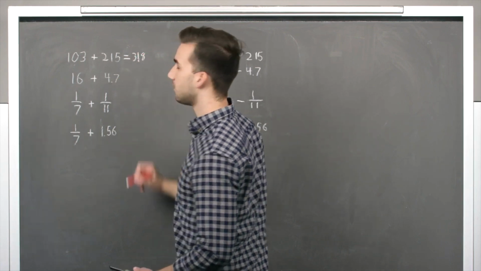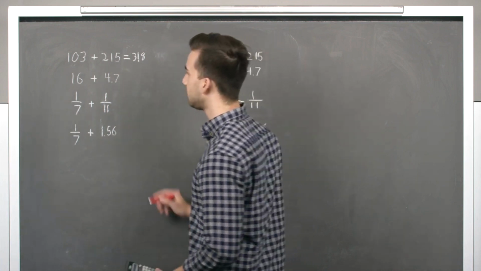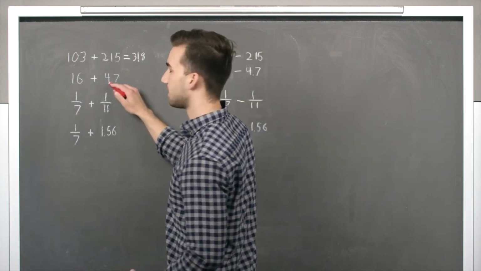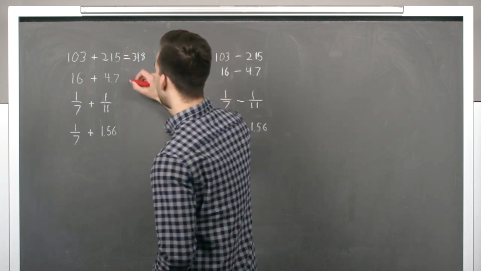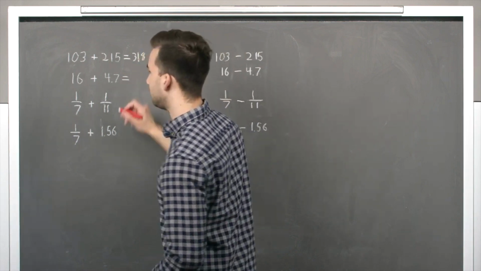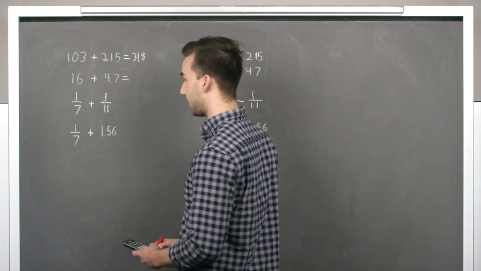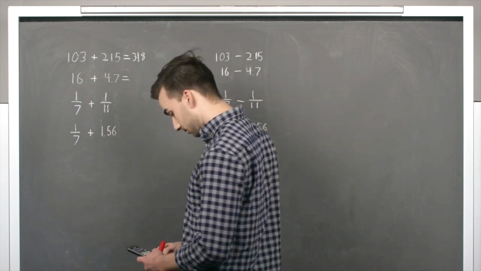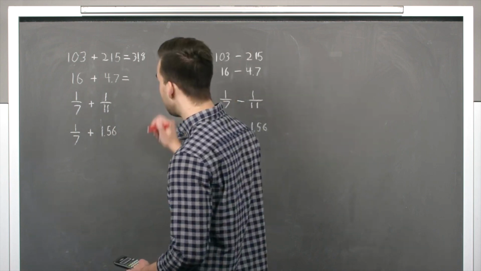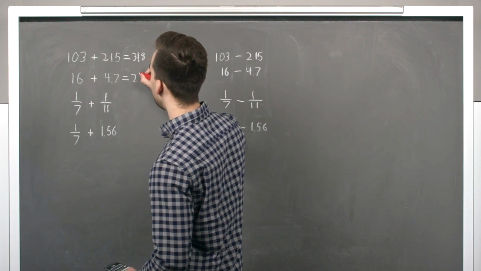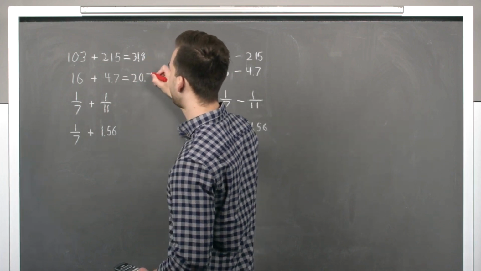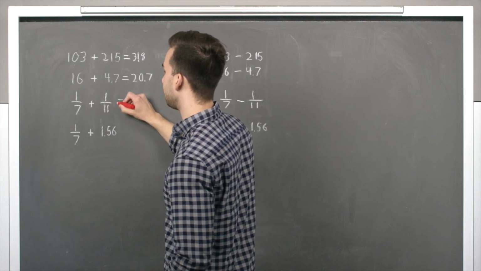318. And for our next one here, we're adding 16 plus a decimal number, 4.7. So we're also able to do that in our calculator. Go ahead and try typing it in. 16 plus 4.7 gives us 20.7. And here we have fractions.